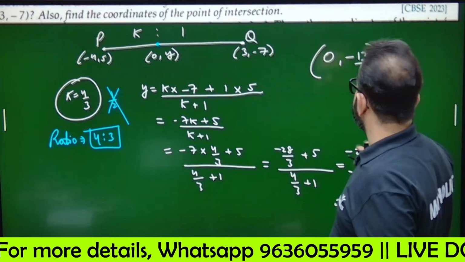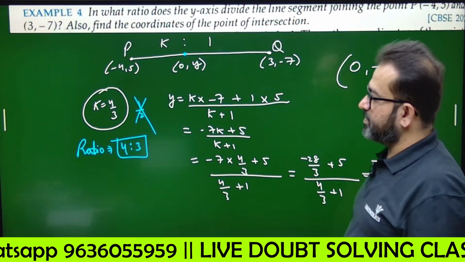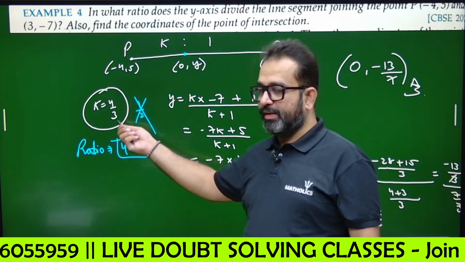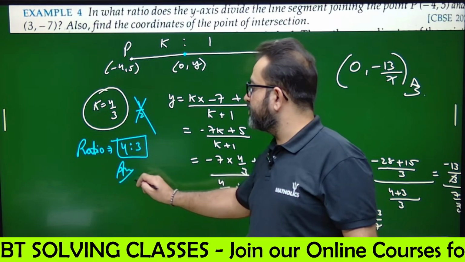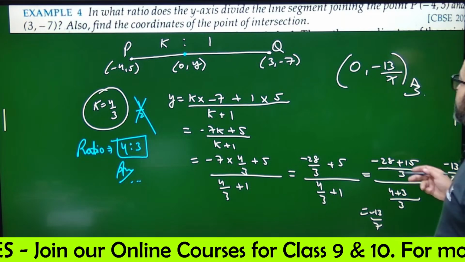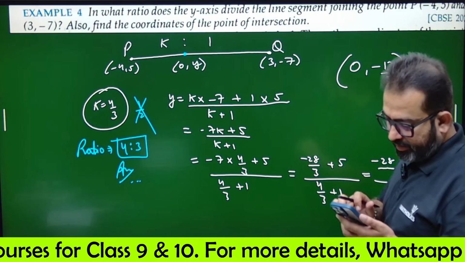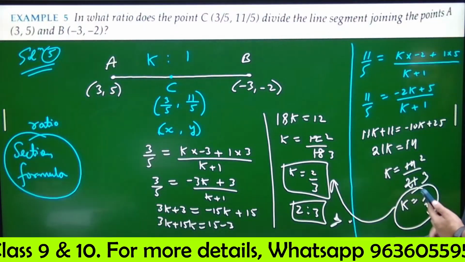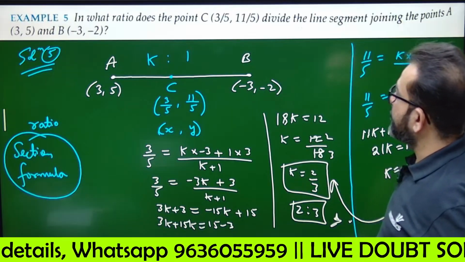Answer will be, k equals 4 by 3. So the ratio will be 4 is to 3, not 4 by 3. First thing, the ratio will be 4 is to 3, and the coordinates of the point will be 0 comma minus 13 by 7. Okay, sorted. Next question. In what ratio does this point divide the line segment joining these points?